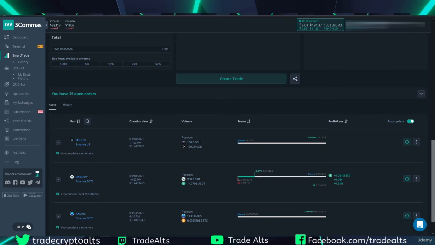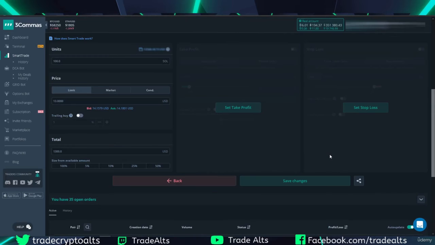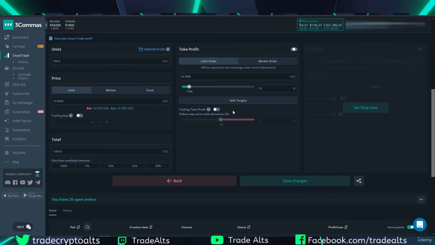I want to buy 100 Solana, $1,300 is the cost, and the current price is $14.15. I'm basically an order sitting in the books waiting to fill. One thing you can do is go to edit and set your take profit. You can create an entire trade just by using 3Commas. So let's do that real fast.